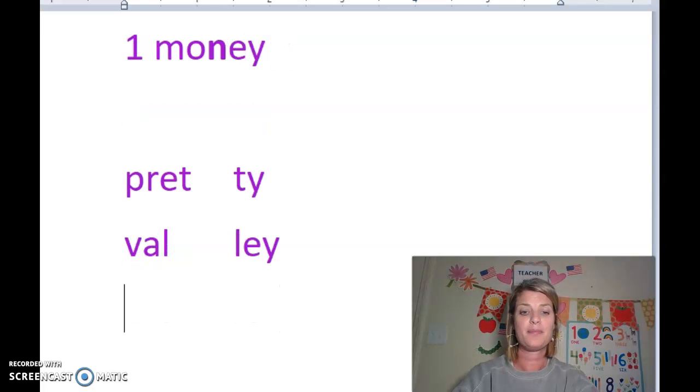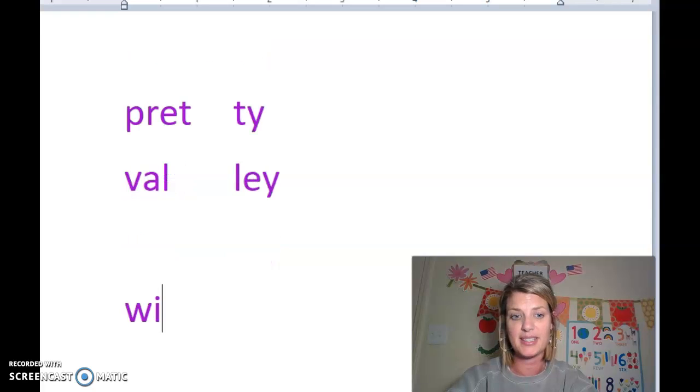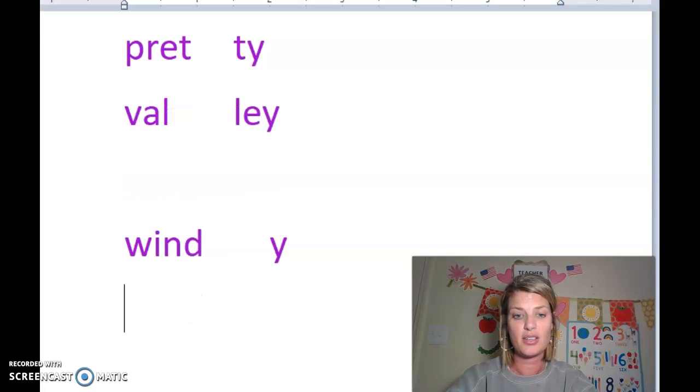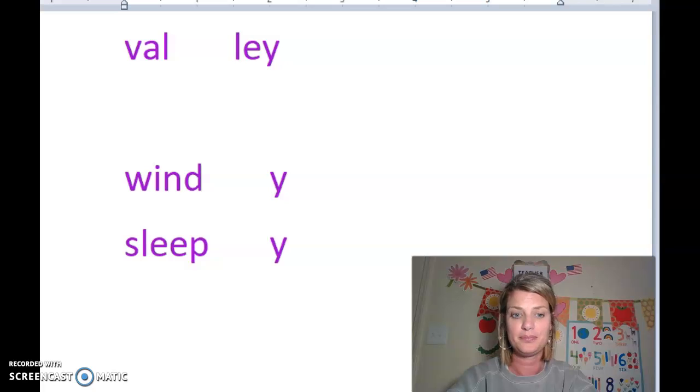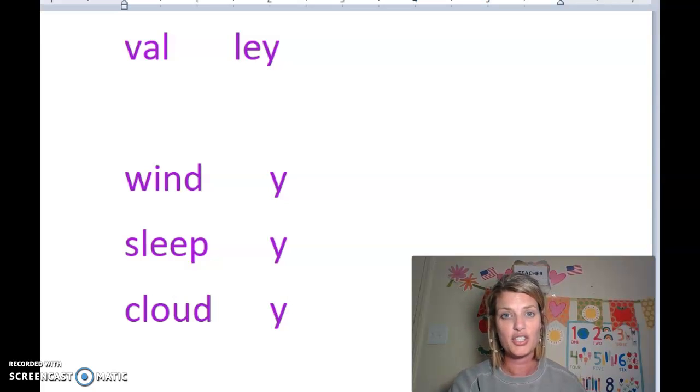So we have windy, we're going to draw our vertical line between wind and that Y. Wind is our base word. Y is added to the end. So we have wind, and then in our second syllable, just the Y. We have sleepy. Draw your line between your base word sleep and Y. And cloudy. Draw your vertical line between cloud and Y, and then show those two syllables on the line. Cloud being your base word, Y being your suffix added to the end.